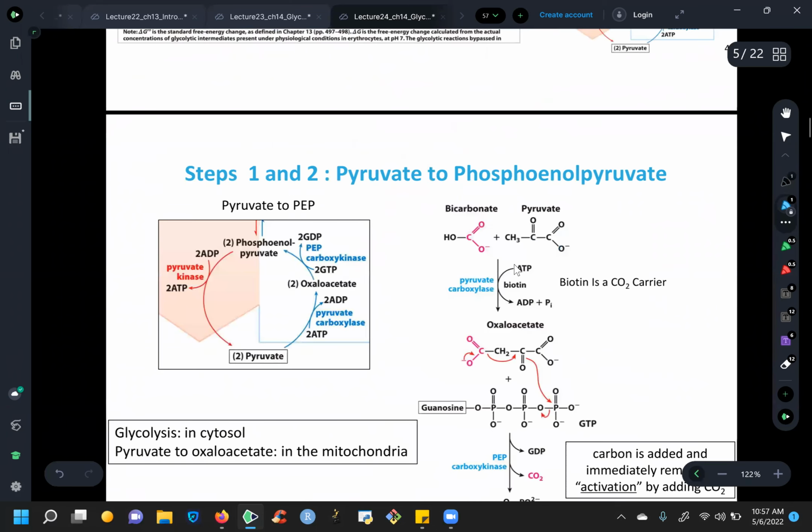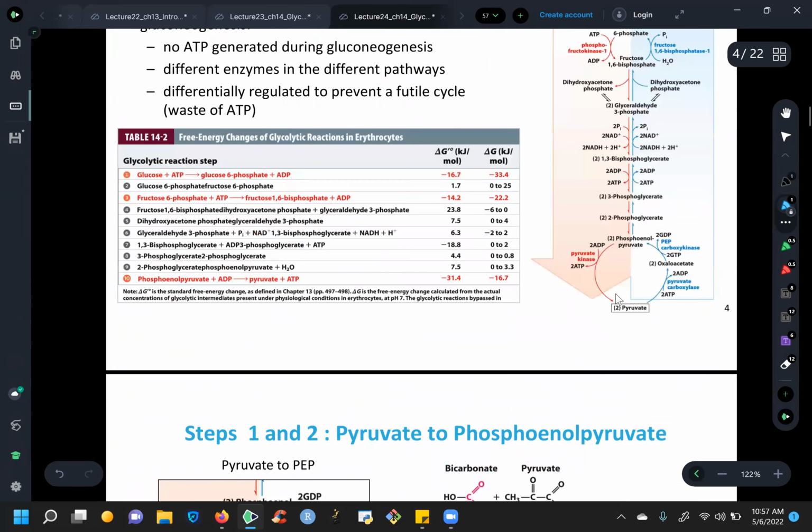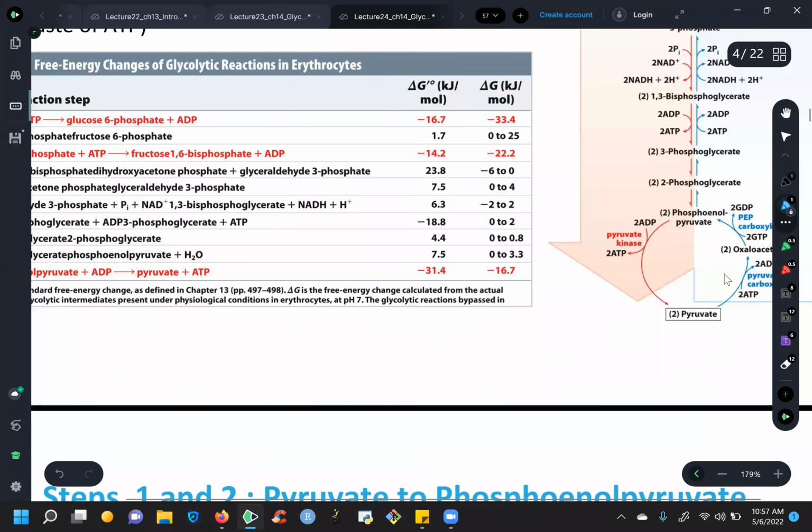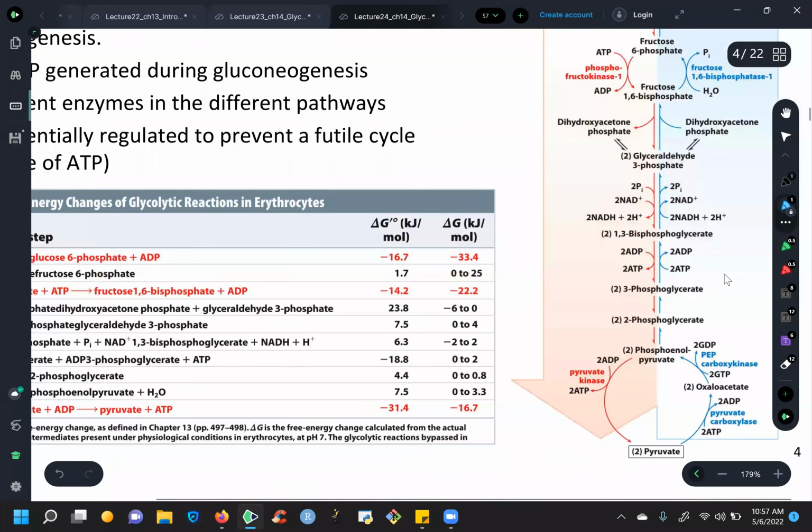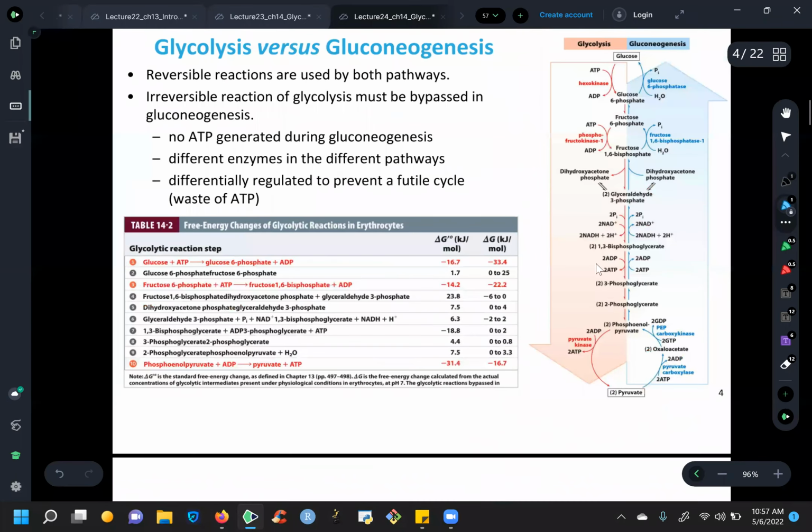Okay, so I hope you see what's happening here. For glycolysis, right here, there were 10 reactions and we ended up with 2 pyruvates. So from these 2 pyruvates, they're working their way backwards. So they're showing you backwards.